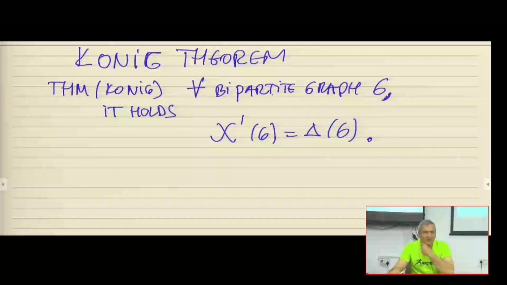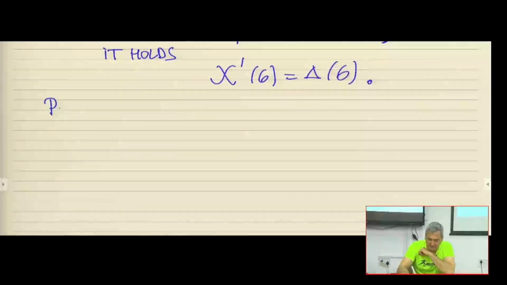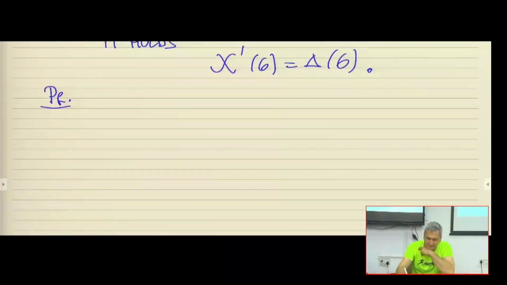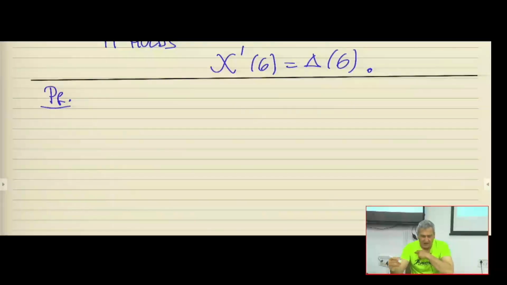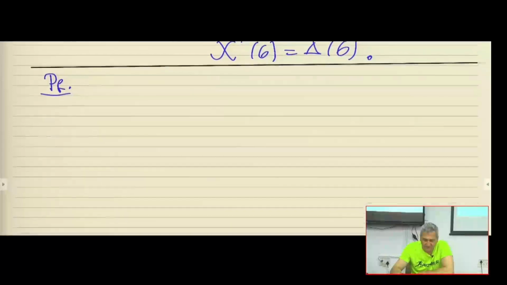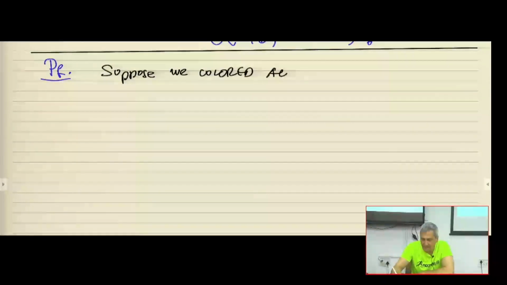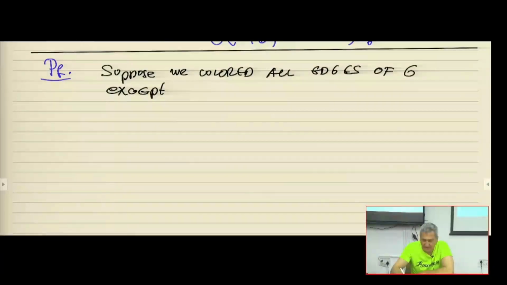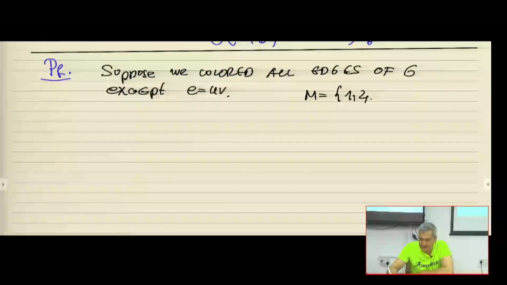So we may try to prove it now, okay? So, proof. Suppose we have colored all edges except the last one, but we go by induction on the edges. It's obviously true for small graphs with 1 edge, 2 edges, 3 edges, so we don't have to check that. So suppose we colored all edges of G except some edge UV. Okay. So we use our colors. Our color set has exactly delta colors.